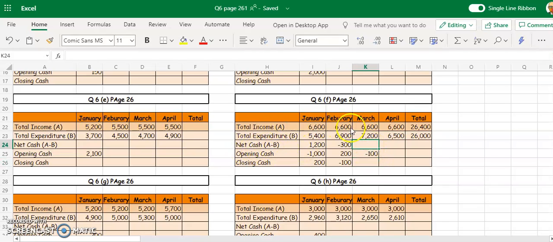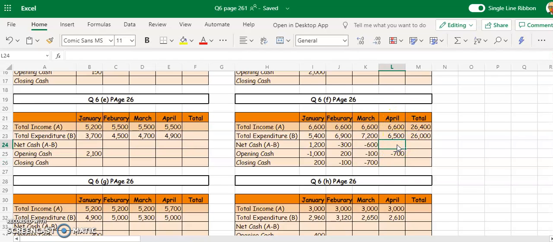Our net cash, A minus B, so 6,600 minus 7,200. So you get minus 600. So the end of the month, we have minus 600. Starting the month, we have minus 100. So you're going to add those two together. So equals minus 600 plus minus 100. And we have minus 700 left in March. So a little bit too much expenditure going on here. We spent too much in March. Remember, your closing cash for 1 month becomes your opening cash for the next month. So it's minus 700, your opening cash for April.